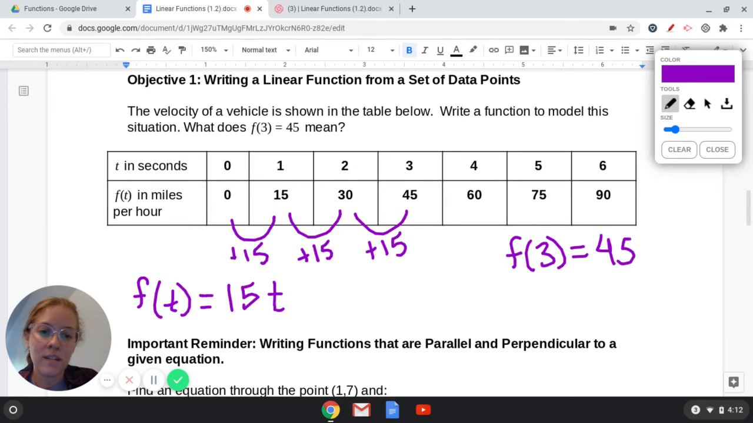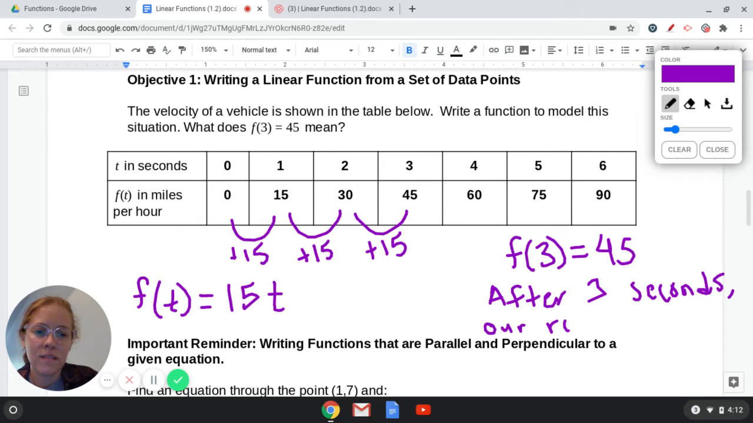So after 3 seconds, our rate, or our speed, you can say, is 45 miles per hour. Pretty straightforward, and that's it for that.